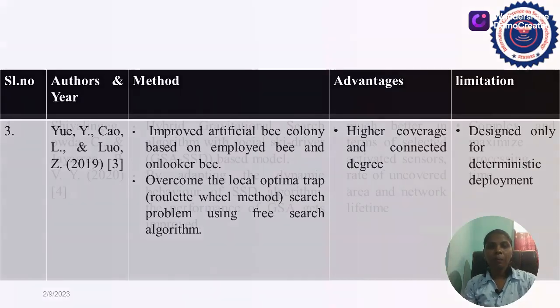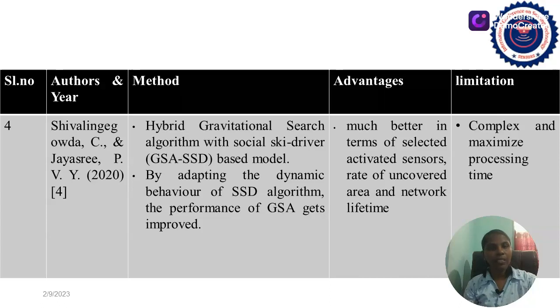But it is designed only for deterministic deployment. Then the next one is the gravitational search algorithm with a social skydriver based model. This model is a good one, and the gravitational search as well as this SST dynamically perform the best. The advantage is that it is much better in terms of selected active sensors, rate of uncovered area, and network lifetime. But the limitation is that it is complex and has a maximum processing time.